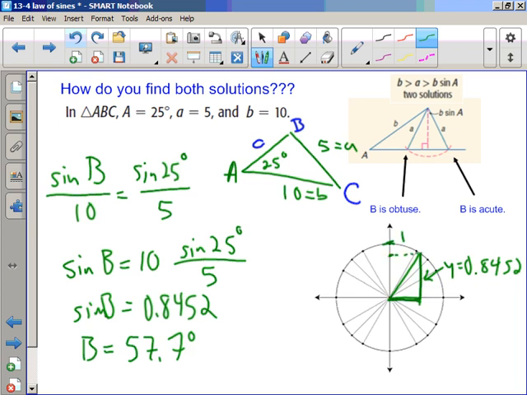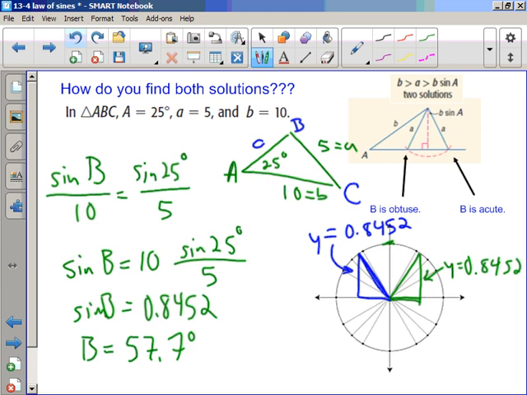Okay? How did I know to draw it there? Because I got this angle. That's 0.577-ish. Okay? Rounded to the nearest whole degree, it's 58 degrees. Now look at the unit circle. There is another angle between 0 and 180 degrees that has roughly that same y value. This also has y about equal to 0.8452. All right? What is that angle?